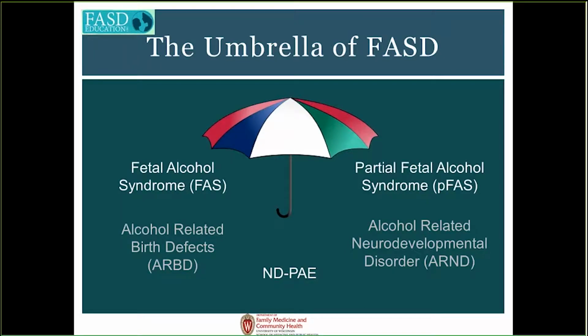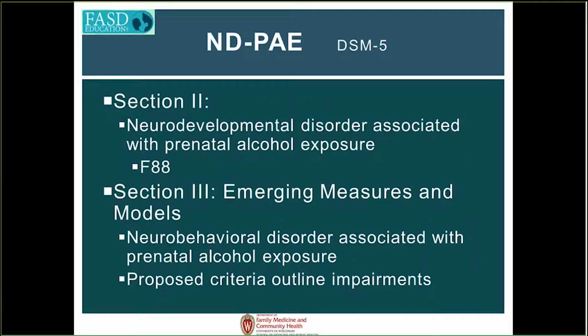There are several conditions under the FASD umbrella, and it's important to know that there are several diagnostic schema. So what I'm presenting here is pretty much the Institute of Medicine and the DSM-5. So there's FAS, fetal alcohol syndrome, alcohol-related birth defects, partial FAS, and alcohol-related neurodevelopmental disorder. And the newer term, NDPAE, which comes from the Diagnostic and Statistical Manual of Mental Disorders, the 5th edition from the American Psychiatric Association, so the DSM-5. In Section 2, it's listed as neurodevelopmental disorder associated with prenatal alcohol exposure with the associated ICD-10 code F88.